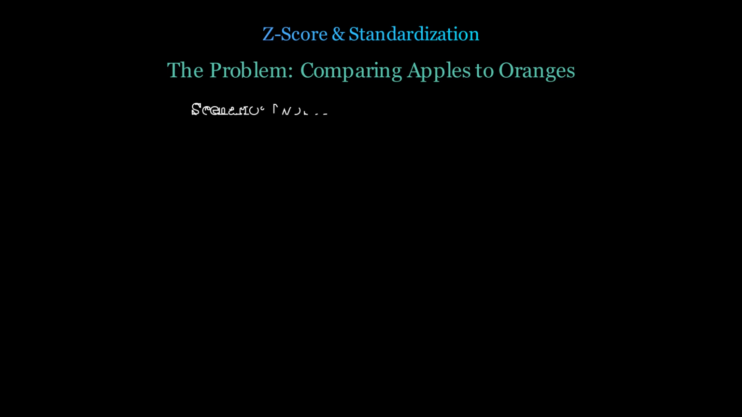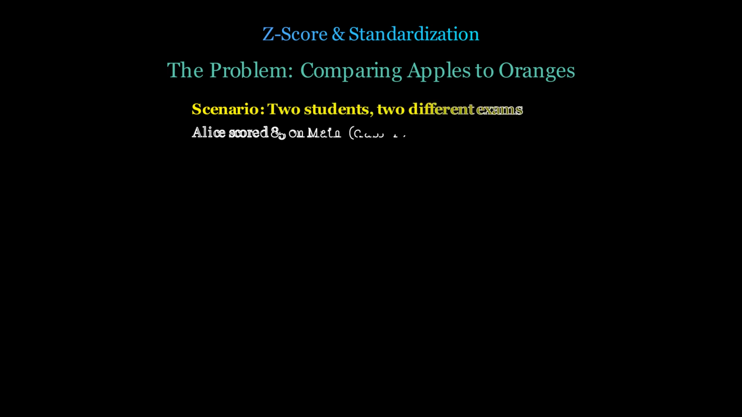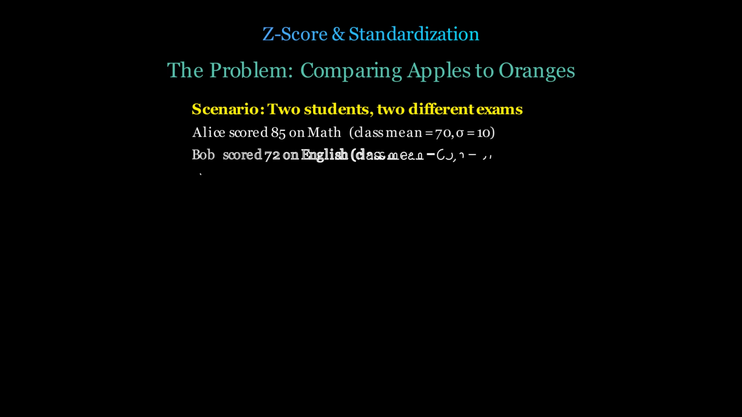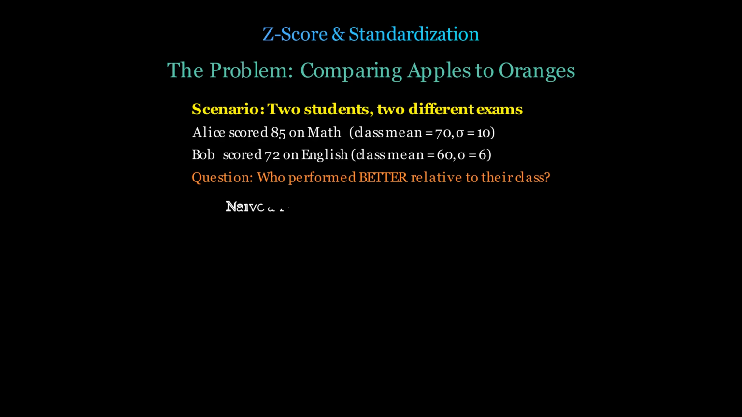Here's the core problem that Z-scores solve elegantly. Alice scored 85 on a math exam where the class mean was 70 and sigma was 10. Bob scored 72 on an English exam where the class mean was 60 and sigma was 6. Who actually performed better relative to their classmates? The naive answer, Alice, because 85 is bigger than 72, is completely wrong. It ignores the difficulty of each test and how spread out the scores were.